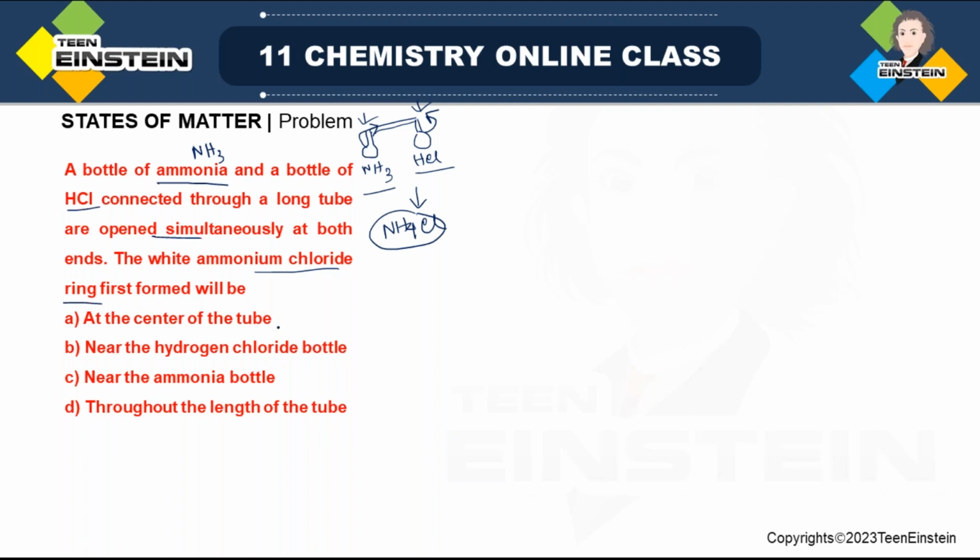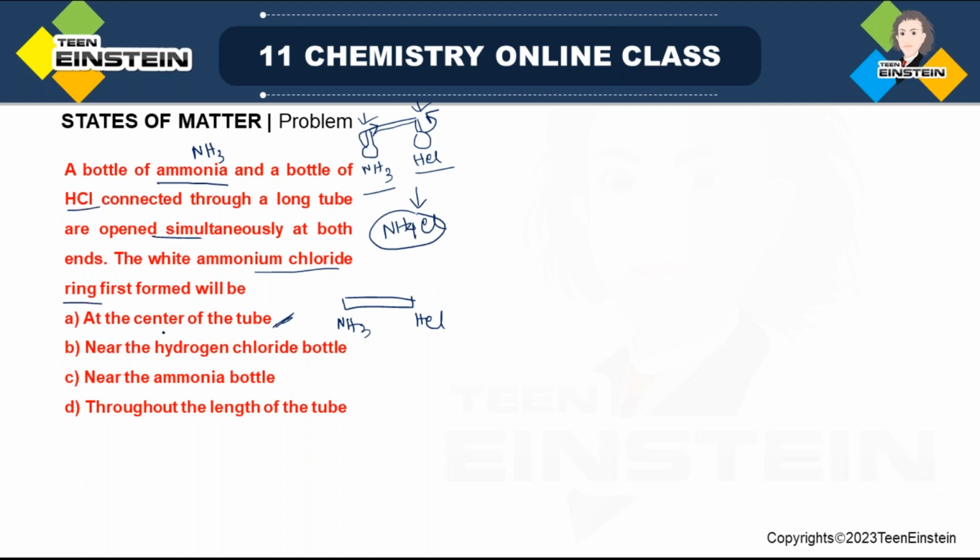Is it at the center of the tube? Suppose this is the tube, this is the point of ammonia, and this is the point of HCl. That is the product formation that you can easily see with the naked eye, because it will be in the form of a ring, as it is connected by a tube which is circular. So the fume will also be in the shape of a ring. As the tube is transparent, you will be able to see it.